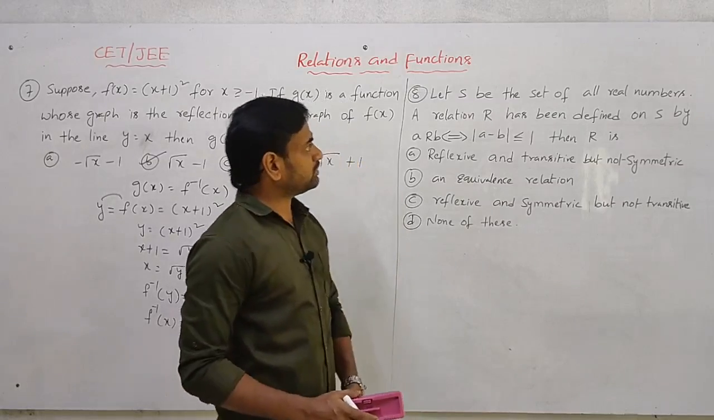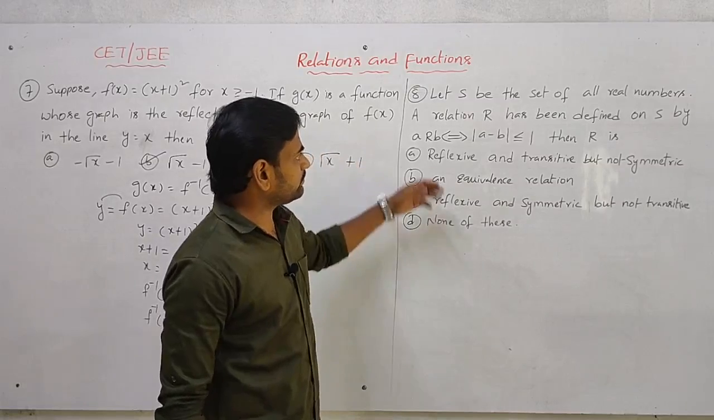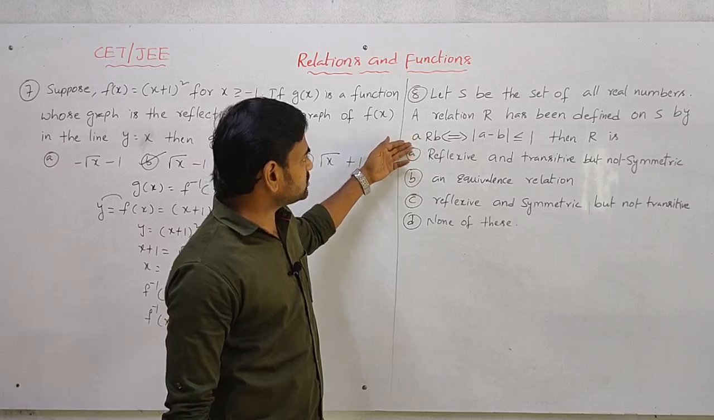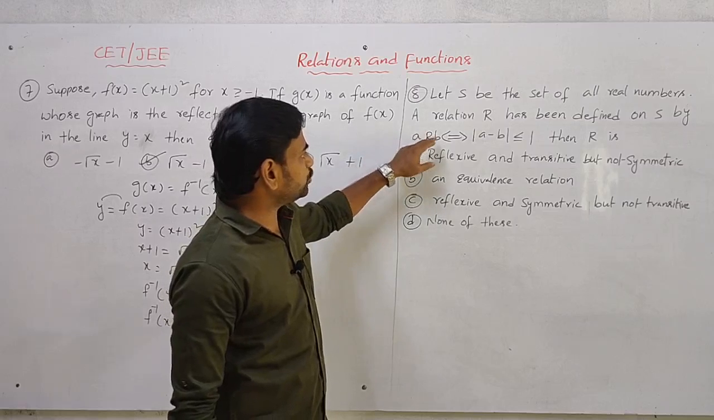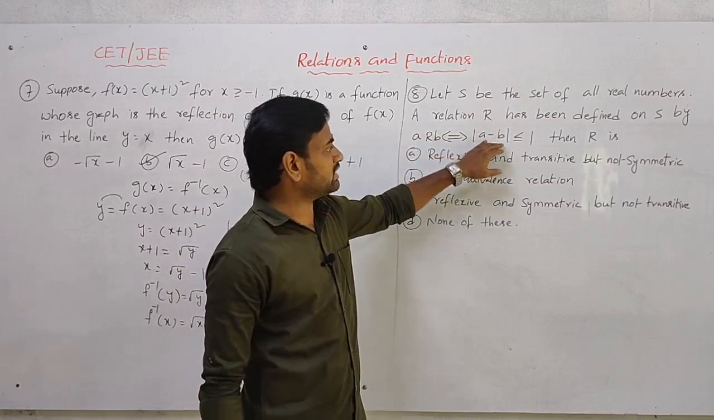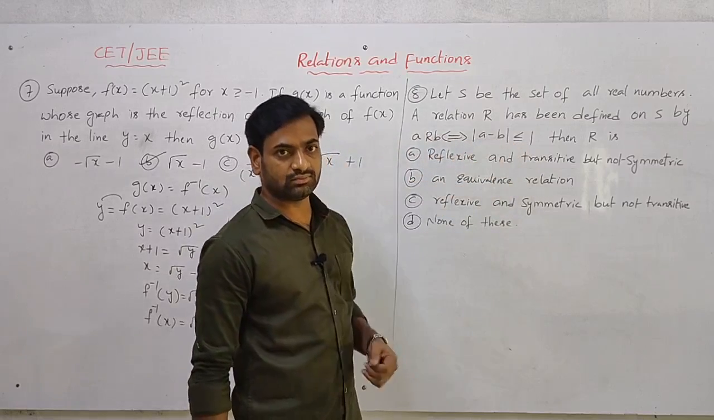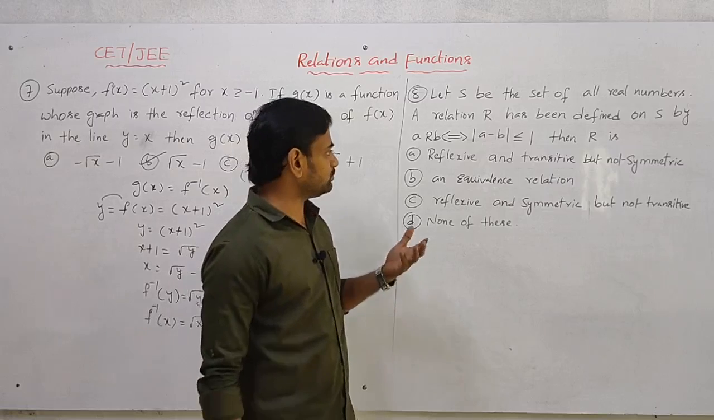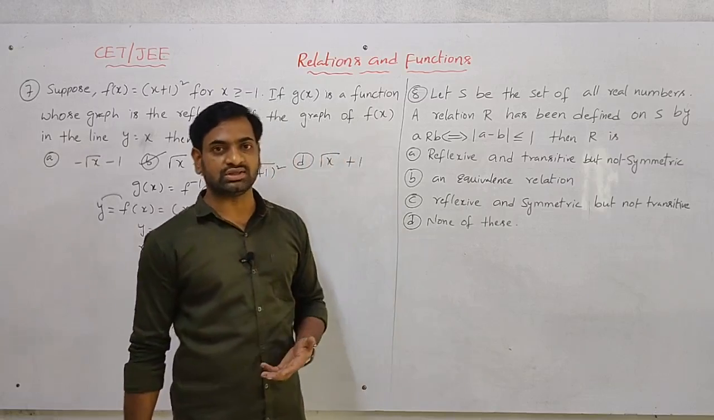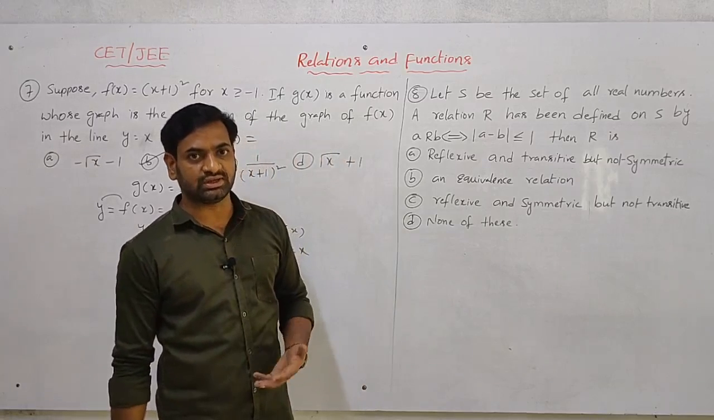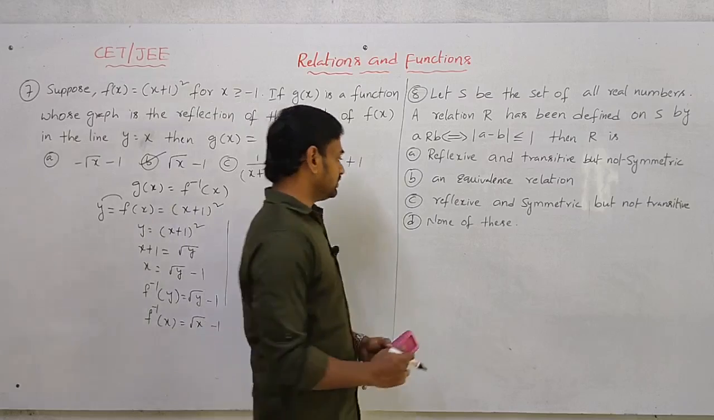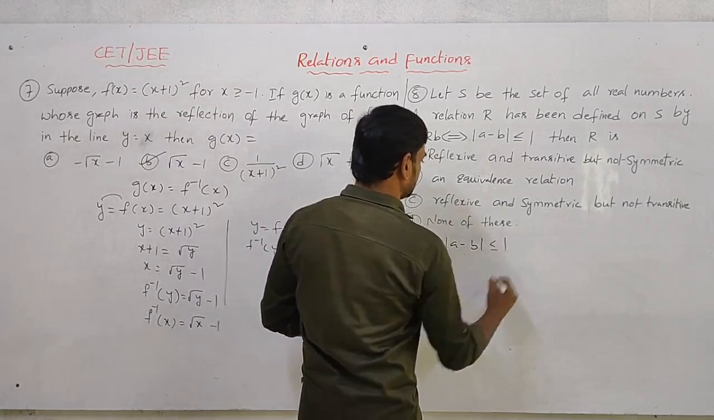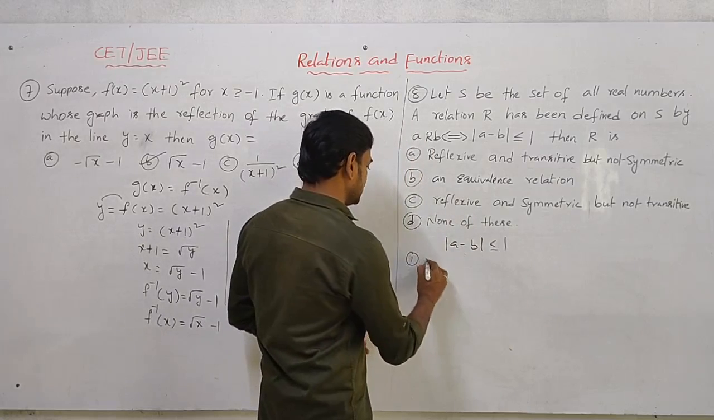S is the set of real numbers. A relation R has been defined on S: A is related to B when mod of A minus B is less than or equal to 1. Then we have to check whether that relation is reflexive, symmetric and transitive. Now I am taking the condition mod of A minus B less than or equal to 1. First I am checking reflexive.